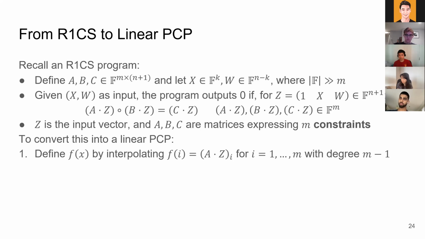Questions about how this construction works? It's saying that we have multiplied our matrix A with our vector Z. We've gotten back some vector of length M, meaning we have M elements there. Let's take each of these M elements and say that f of 0 equals the first element, f of 1 equals the second element, f of 2 equals the third element, and so on, until we have M different points that are chosen based on what we had over here.